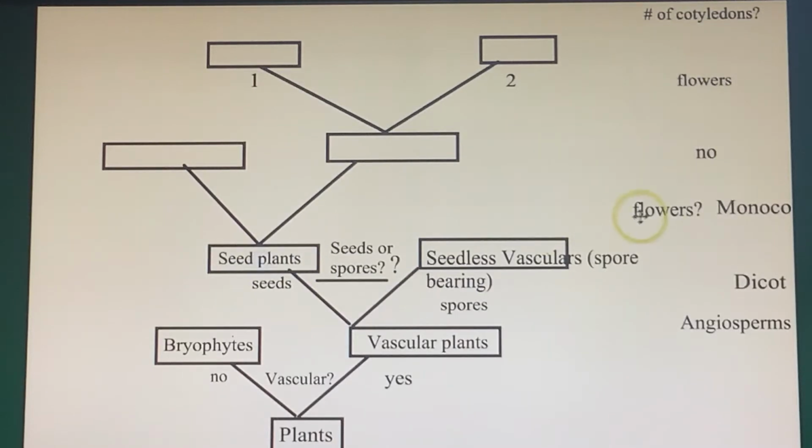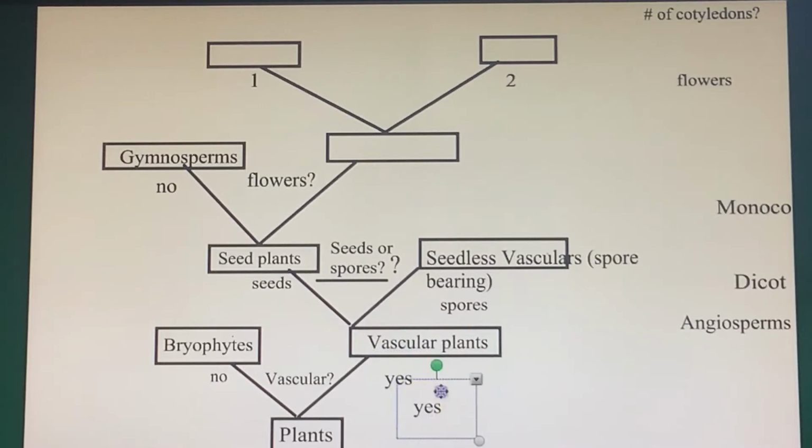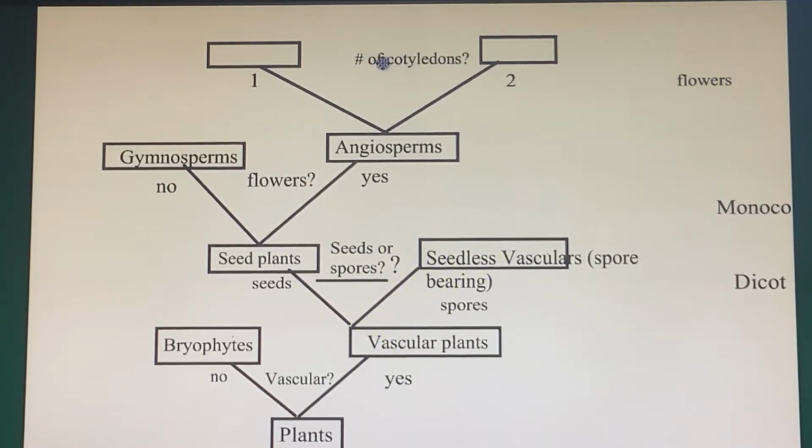We need to ask another question. And that question is, flowers? If the answer is no, let's put the no in there, then we have a group of plants called gymnosperms. And if the answer is yes, and I lost my other yes, so I'll just make another one, if the answer is yes, then we have a group of plants called angiosperms. Well, we're going to differentiate between the angiosperms by asking ourselves the question, how many cotyledons? And you don't need to know what that is yet, but we will talk about it. If the answer to that question is 1, then we have plants called monocots, one cotyledon. And if the answer is 2, we have dicotyledonous plants.